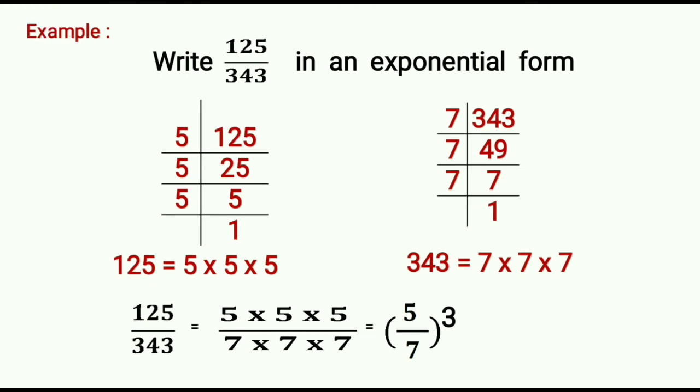Write 125 by 343 in an exponential form. Prime factors of 125 are 5 multiply 5 multiply 5. Factors of 343 are 7 multiply 7 multiply 7. So, we can write it as 5 by 7 raised to power 3.